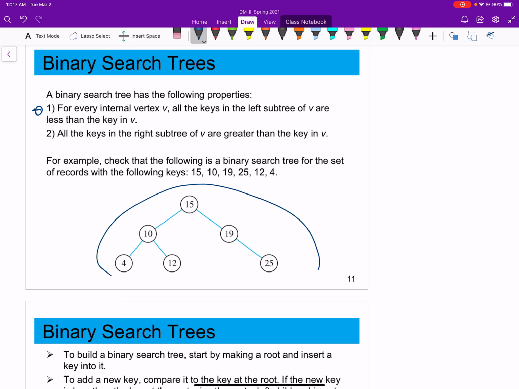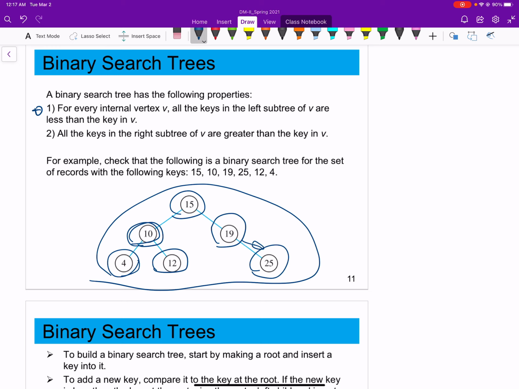Here you have a binary search tree. It has 15 here, and 19 is greater than 15, so we put 19 on the right-hand side. 10 is less than 15, so we put 10 here. And then 12 is greater than 10, so we put it on the right side. 4 is less than 10, so we put it on the left side. And then 25 is greater than 19, so we put that on the right side of the 19. I will explain how to make this tree later.